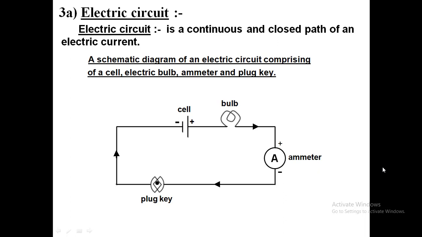Here you can see a schematic diagram of an electric circuit comprising a cell, electric bulb, ammeter and plug key. Here the ammeter is connected in series combination. Whenever you want to measure the current in the circuit, you have to connect the ammeter in series as it is a low resistance device. Suppose I want to measure the potential drop across the bulb, then I have to connect a voltmeter across the bulb.